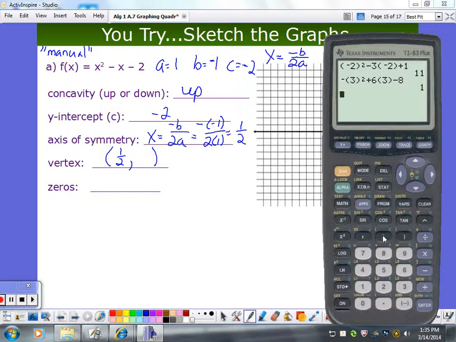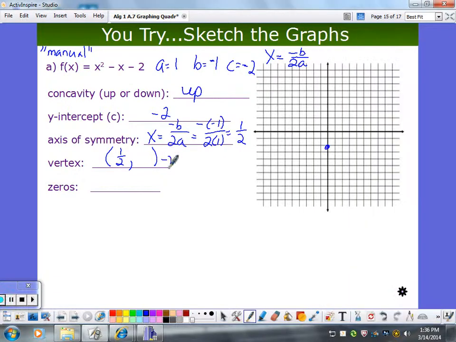So you can type in a half: parenthesis, 1 divided by 2, close it. That's a half. I want to square it. And then I'm subtracting, minus 1/2, and then minus 2. That's negative 2.25.